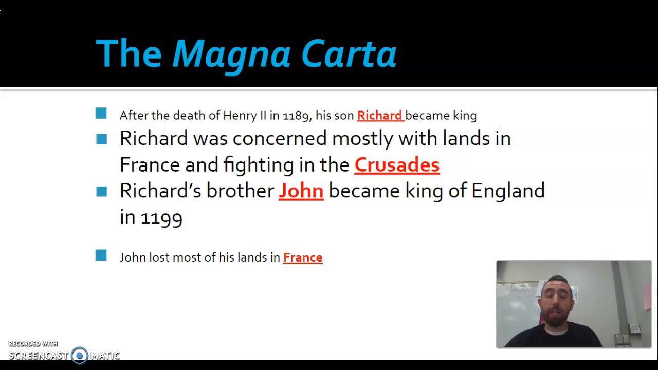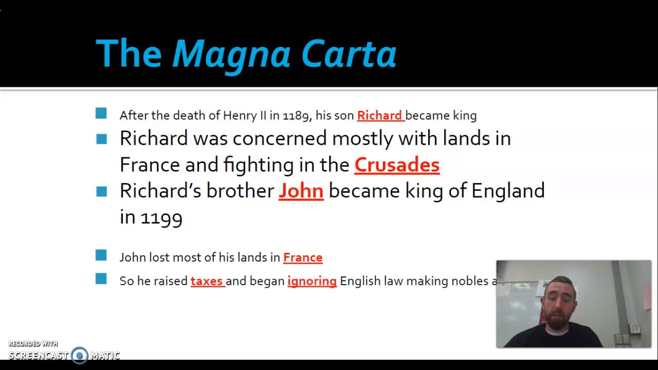And John ends up losing a lot of his land in France. So, in order to make up some of that money, he starts raising taxes and ignoring the English law. This makes the nobles really angry. The nobles kind of had the run of the show in England while John was focused on France, but now he doesn't have France. Now they're coming into clash, into conflict.